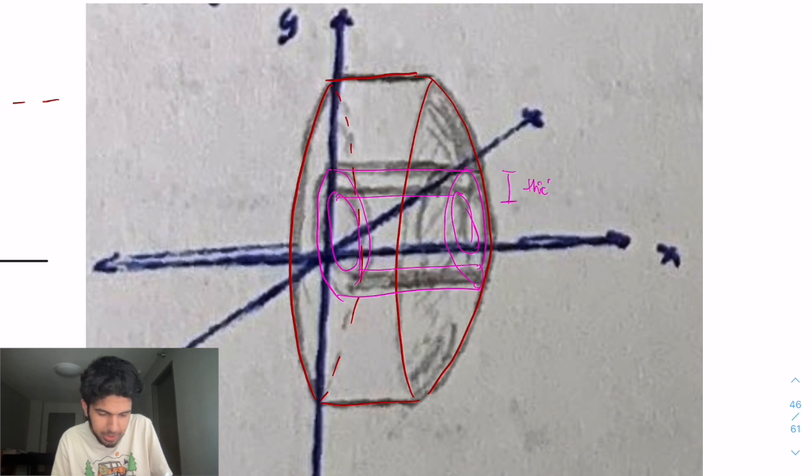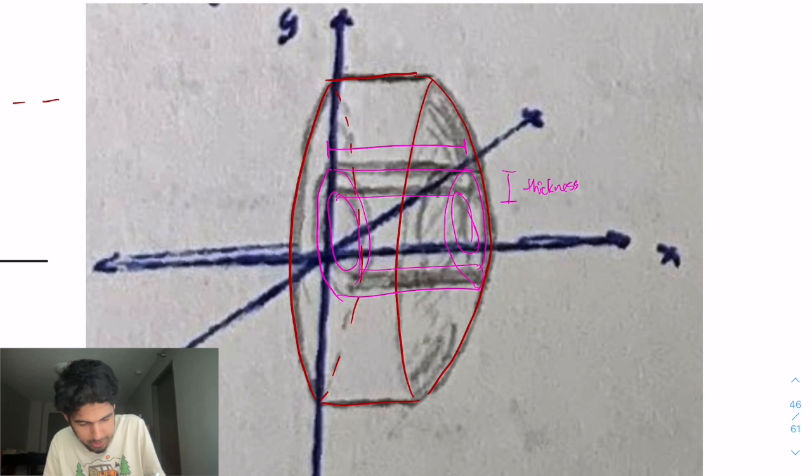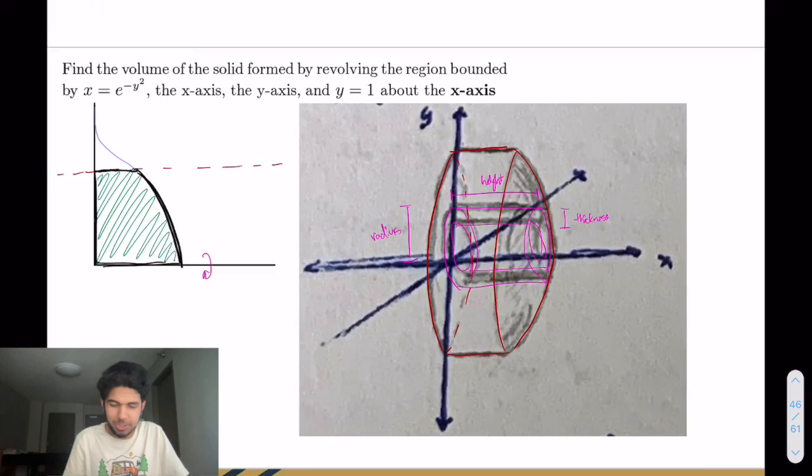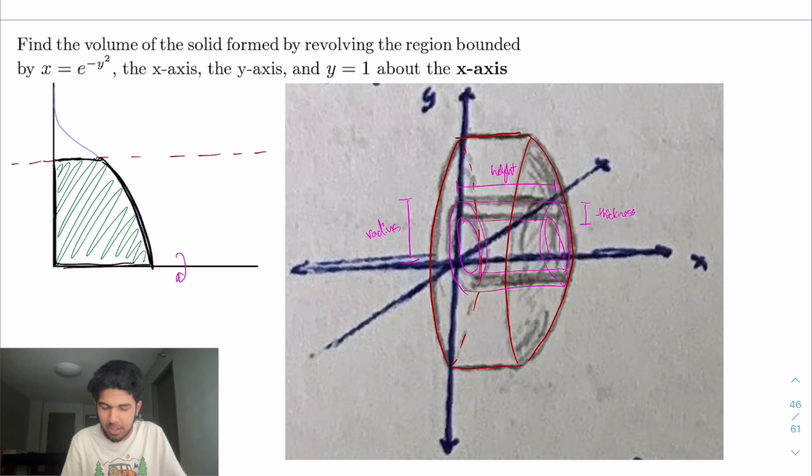So this is our thickness. And then this is our height here. And then our radius is to this axis here. The x-axis goes through the shell because we're revolving it around the x-axis. So this is our radius. The diagram maybe doesn't make it seem like that, but I assure you it is. So that's the overall shape that we're dealing with here.